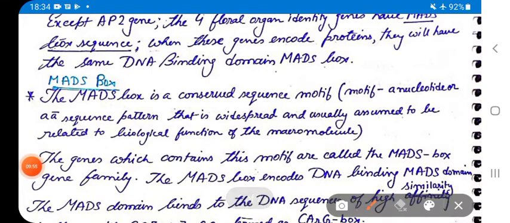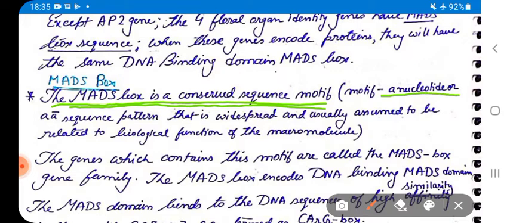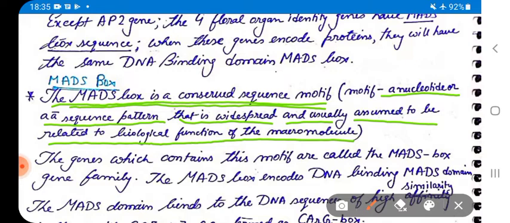The MADS box is a conserved sequence motif. What do you mean, conserved? It is a unique sequence which is found among the species. What is a motif? A motif is a nucleotide or amino acid sequence pattern which is widespread and usually assumed to be related to the biological function of the macromolecule. So the MADS box, a conserved sequence motif, consists of a sequence assumed to be related to the biological function of that particular protein. Here the proteins are all the floral organ identity gene proteins.